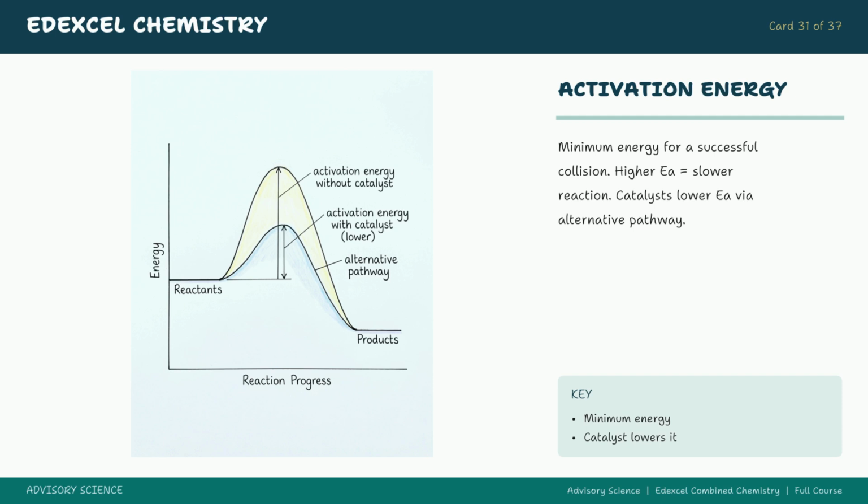In an exam, never say a catalyst lowers the temperature or speeds the particles up. The correct phrase is provides an alternative pathway with a lower activation energy.